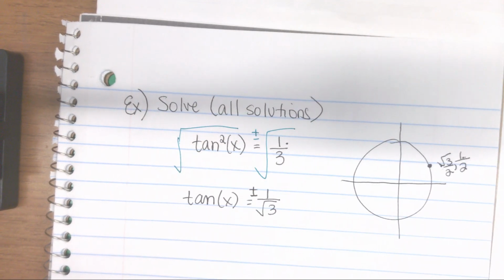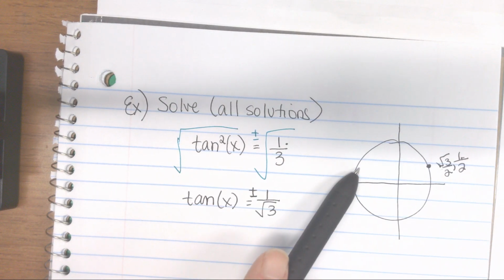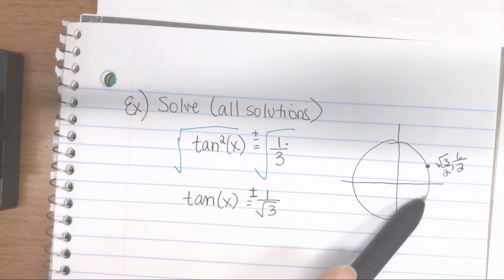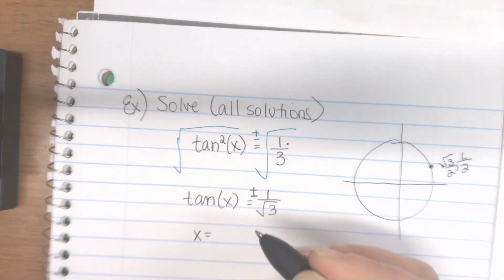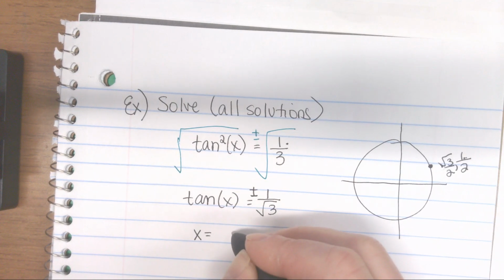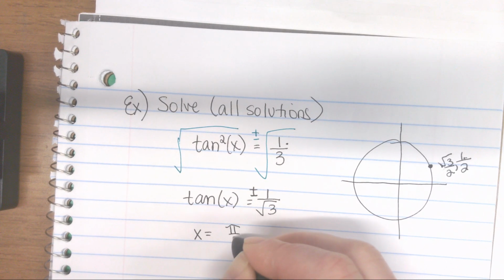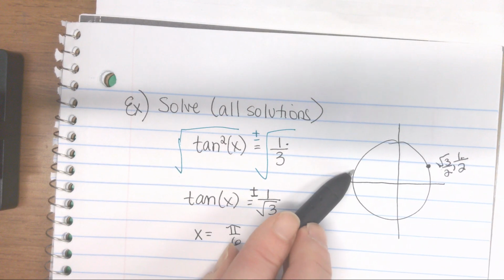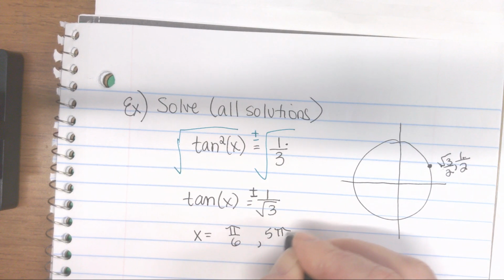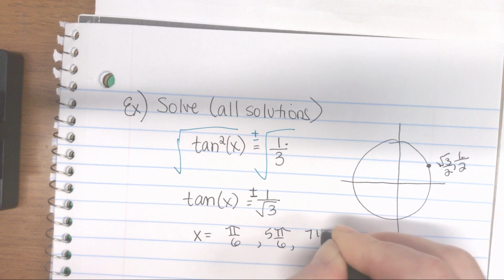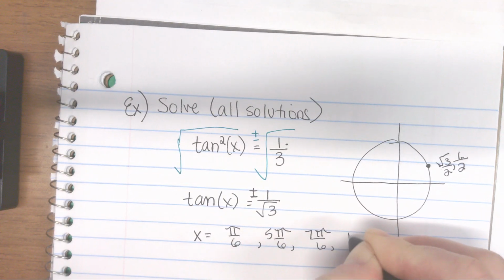Okay, if I add that in the mix, that just means it's going to be all of the sixths, plural, because it's going to be here, here, here, and here. Can we remember all of the sixths? Yeah. Let's see. On one cycle I can. It's pi over 6, 5 pi over 6, 7 pi over 6, and 11 pi over 6.